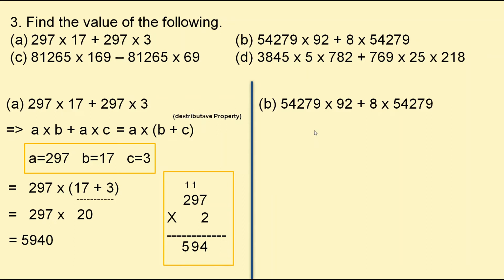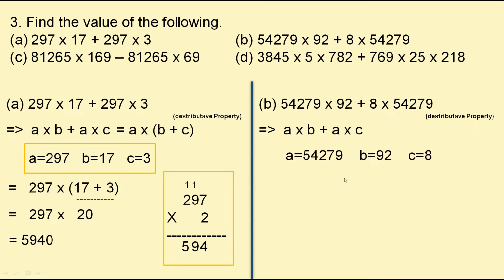54,279 into 92 plus 8 into 54,279. This is also same as distributive property. Here 54,279 is repeated and here a is repeated. Okay, so when we compare these two equations, we understand that a is equal to 54,279, b is equal to 92 and c is equal to 8.